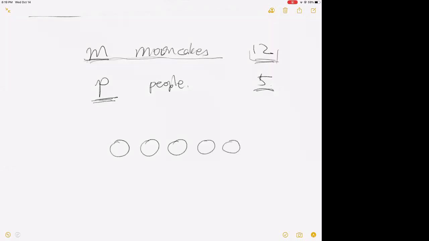Which problem are you talking about, the second problem or the first one? The second. The second one we have 12 mooncakes. You have to give one to everybody, and since there are 5 people, you subtract 5 from 12, and then you still put 4 dividers in, and do the same algorithm.